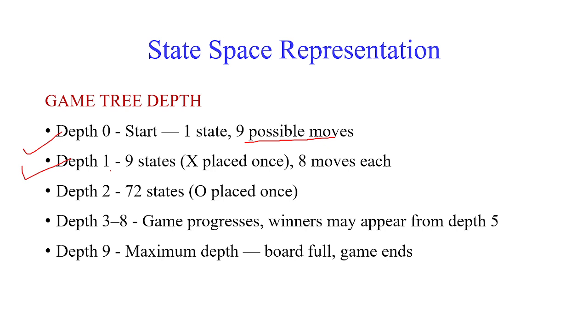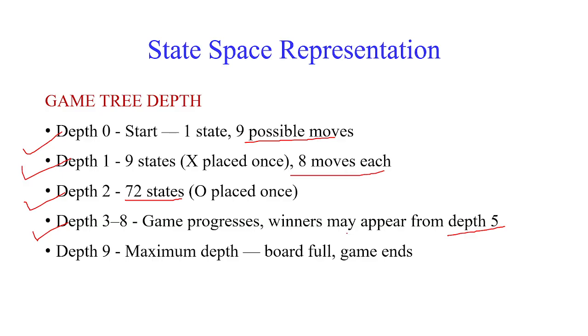If you go to depth 1, X has marked, it has placed 1 mark on the board. The remaining are the 8 moves. At depth 2, now O has responded to X, and there are 72 states. When you go to depth 3 through 8, the game progresses. Winners can start appearing as early as depth 5.